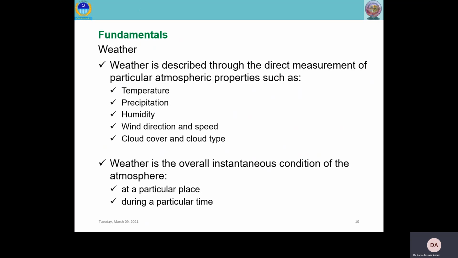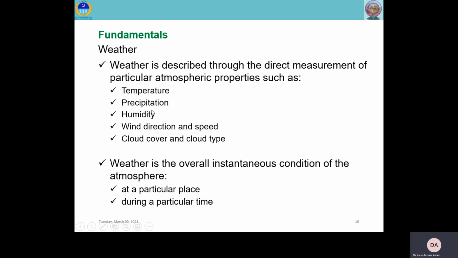So weather is the collection of information, or weather is the information on these 5 parameters. There are actually 27 parameters, but these are the most important parameters, to include temperature, precipitation, humidity, wind direction and speed, and cloud cover and type. So if you measure the values of these 5 parameters for a shorter, specific period of time, say 1 day, 1 hour, or 1 week, and for a specific location, say Faisalabad or University of Agriculture Faisalabad, those values for these parameters will be termed as weather, right?